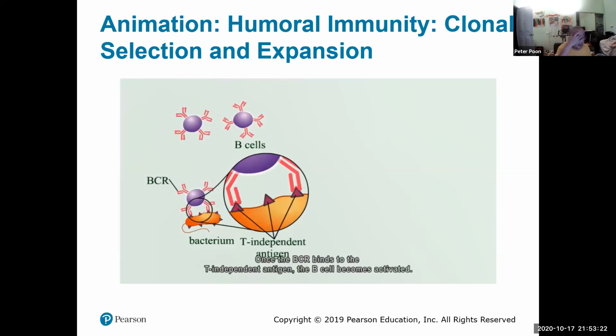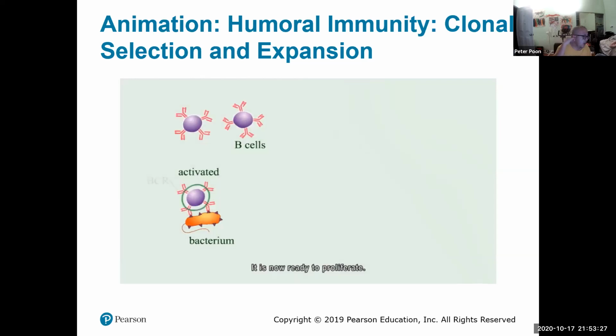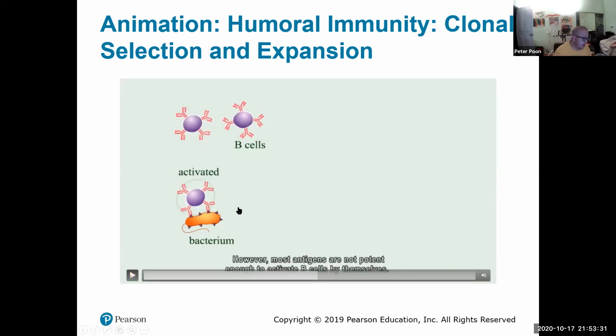Once the BCR binds to the T-independent antigen, the B-cell becomes activated. It's now ready to proliferate. However, see how for T-independent antigens, it has to bind multiple antibody targets at the same time. And the only time where that happens is when you have a lot of repeating units of something over and over again, like polysaccharides.